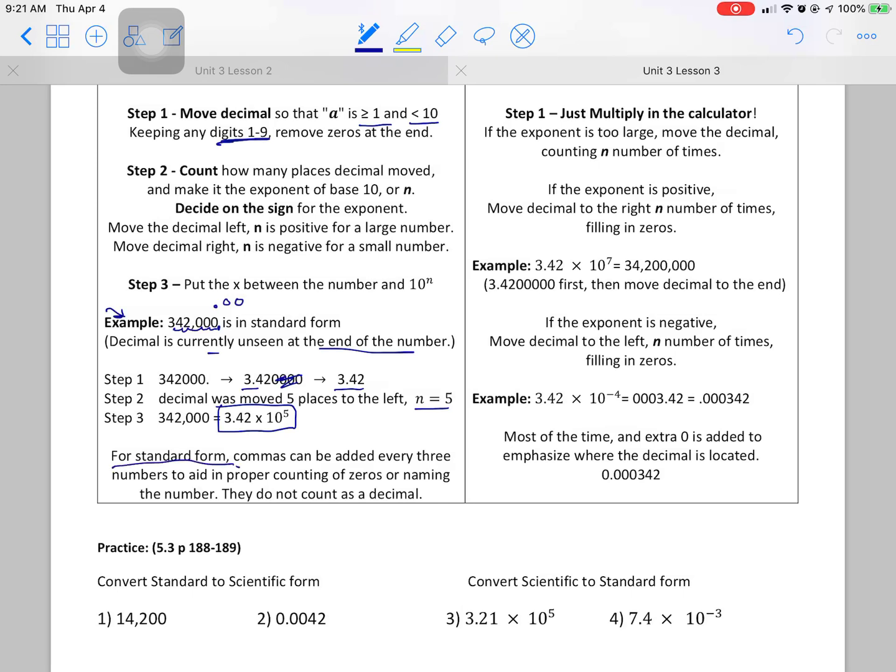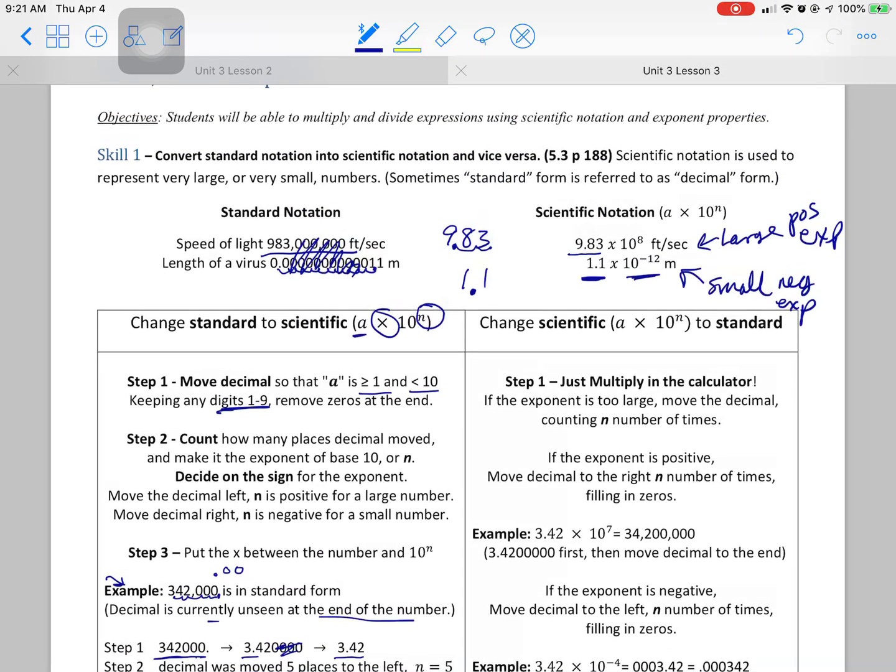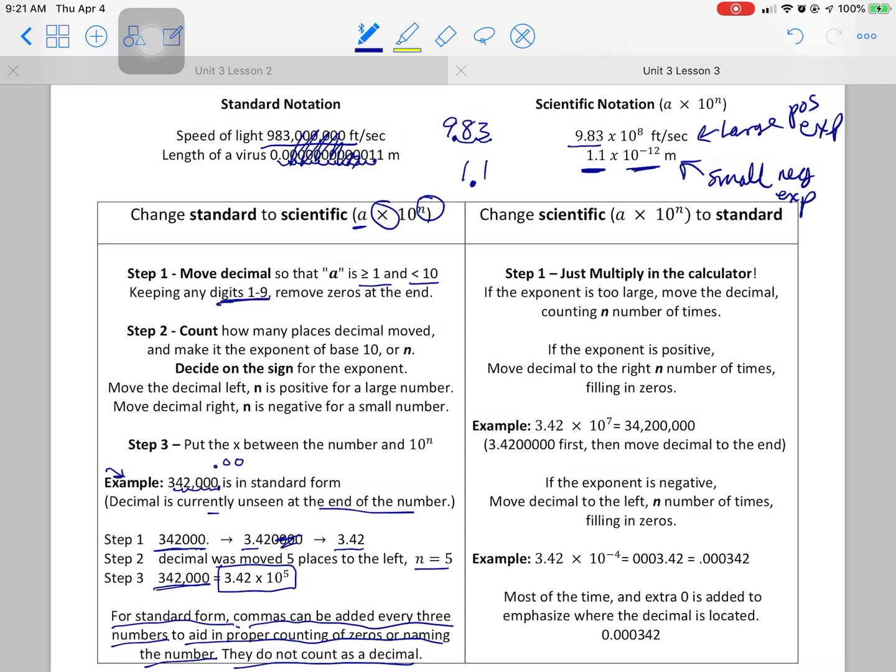For standard form, the commas can be added every 3 numbers to aid in the proper counting of zeros or naming of the number. They do not count as a decimal. Okay, so whether this number is like this and has a comma in it, whether it doesn't, it doesn't matter on the counting.